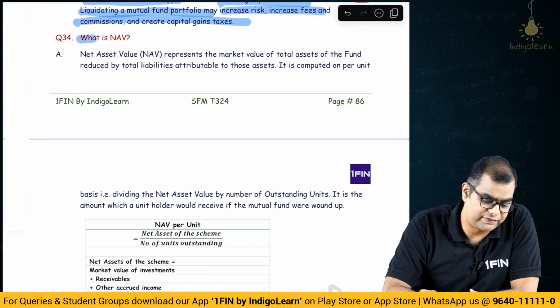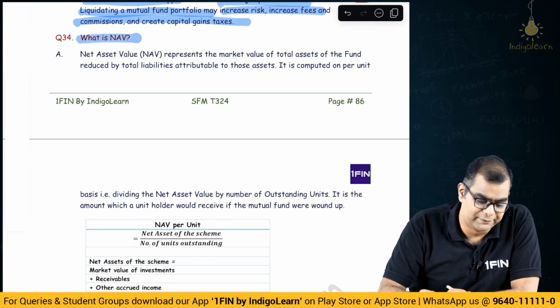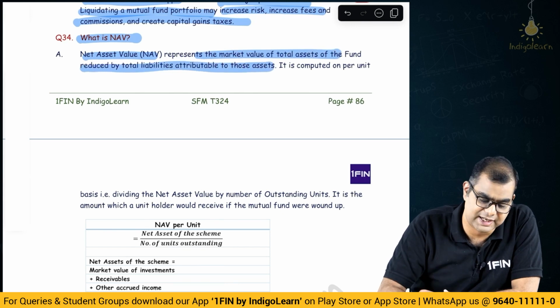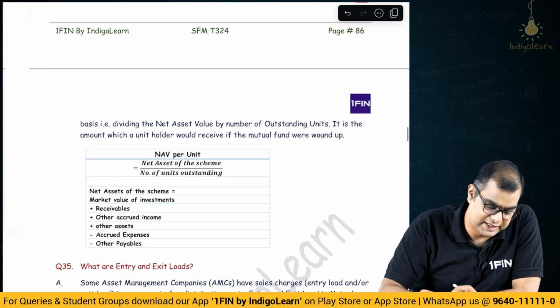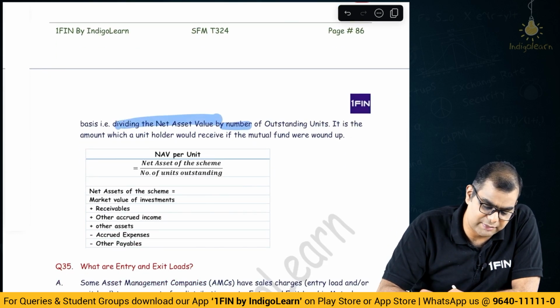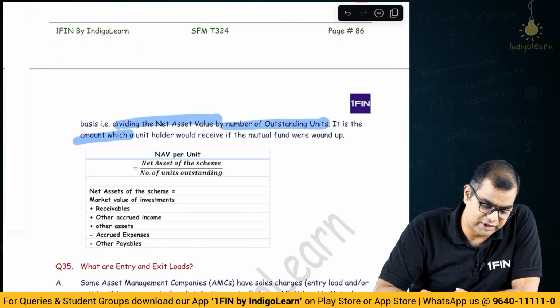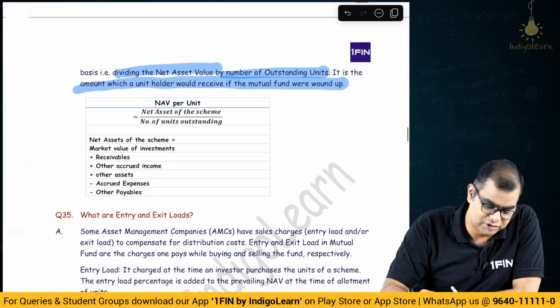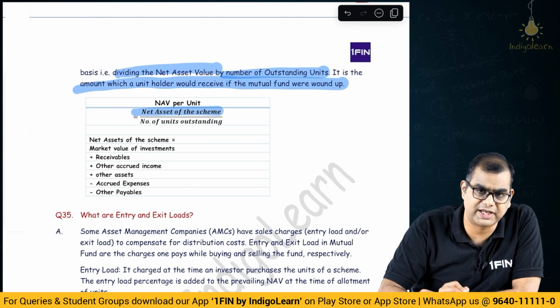Then we come to the concept of NAV, which I have been using a lot. NAV, or net asset value, represents the market value of the total assets of the fund reduced by total liabilities attributable to those assets. It is computed on a per unit basis, that is, dividing the net asset value by the number of outstanding units. It is the amount a unit holder would receive if the mutual fund were to be wound up today. So, net assets of the scheme divided by number of units outstanding.